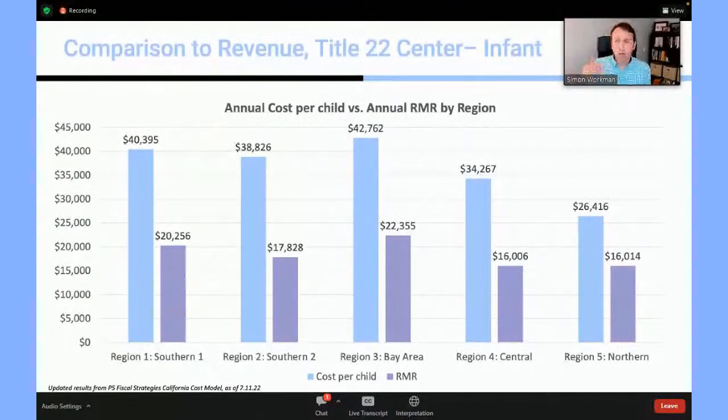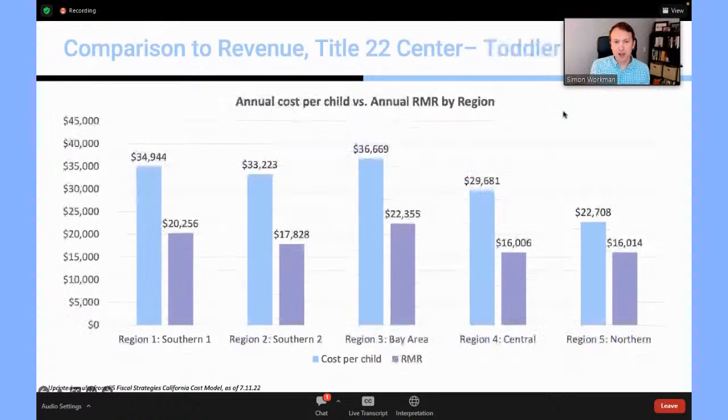We did look at what the highest RMR was in each of the regions. We're not displaying that data, in the context of not putting out a million charts, but in all cases, because these costs are so much higher than the RMR, the cost was still higher than even the highest RMR reimbursement rate in the particular region. So this chart is infants. The next chart is toddlers.